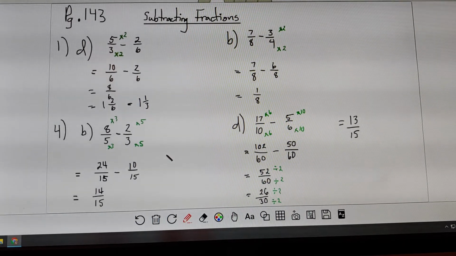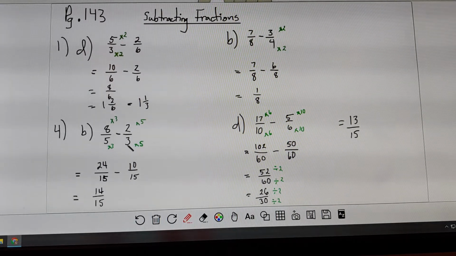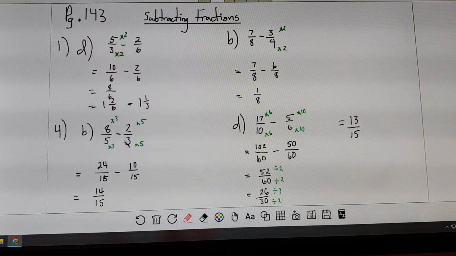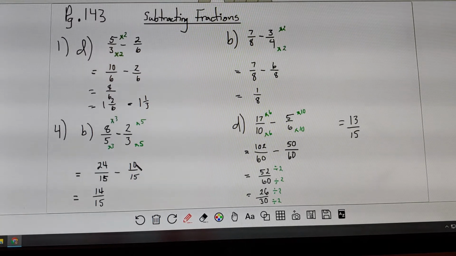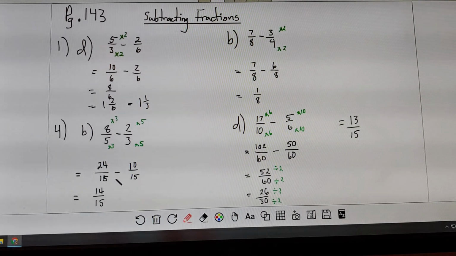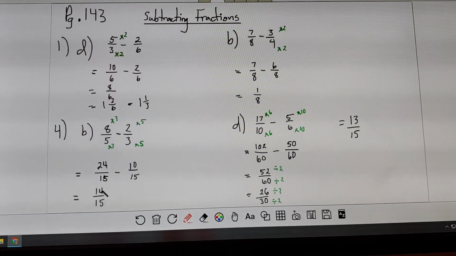For 4, same kind of thing. It's just now they're not giving us numbers that work together so nicely. So to get common denominators, I'm going to have to multiply this whole fraction by 3 and this whole fraction by 5. Okay, so you can see that in the green there. That gives me 24/15. And this one turns into 10/15. 24/15 subtract 10/15 is 14/15. And that's lowest terms.